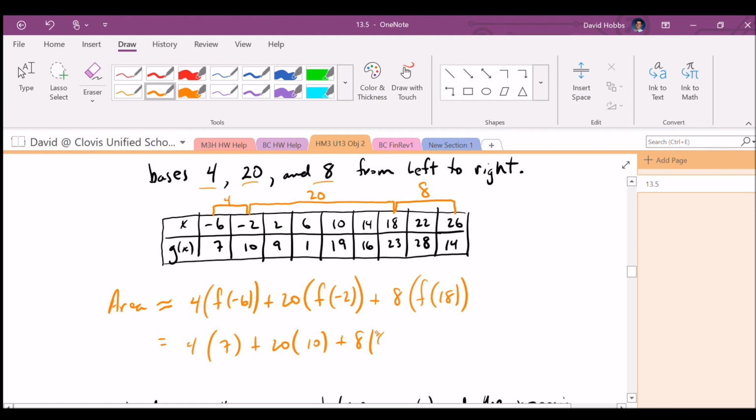is 23. And so if we add those up, let's see, we have 28 plus 200 plus 160, 184. So 28 plus 200 plus 184, which is 412.